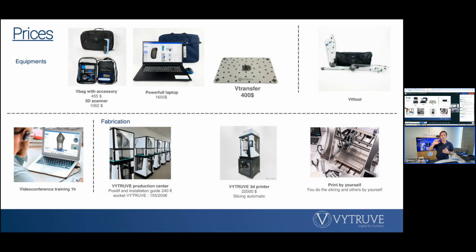And the most important thing is slicing. When you have the Vytruve 3D printers, it's not necessary to manage the slicing. You click order and automatically the slicing will be done by Vytruve and you can start your 3D printer. So it's really plug and play to avoid problems, because the most important thing is to deliver to your patient a secure socket, a modified socket, and a very strong socket.